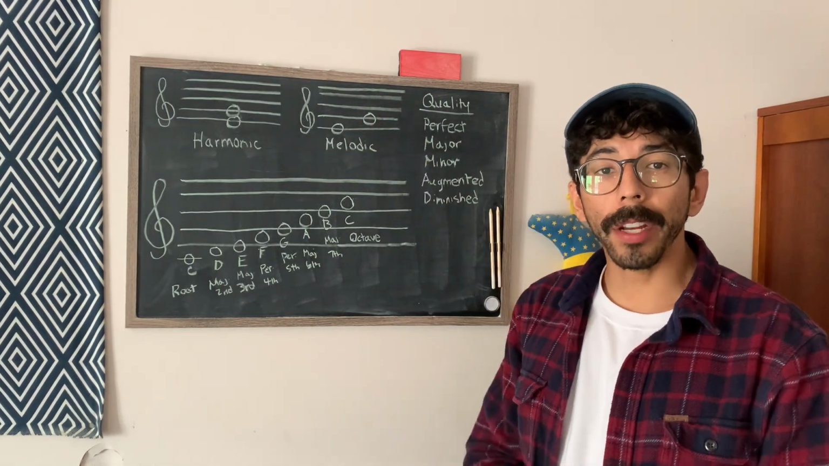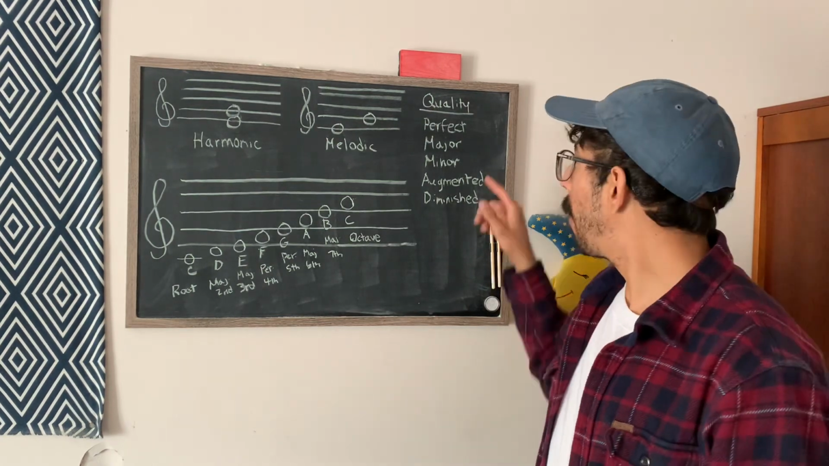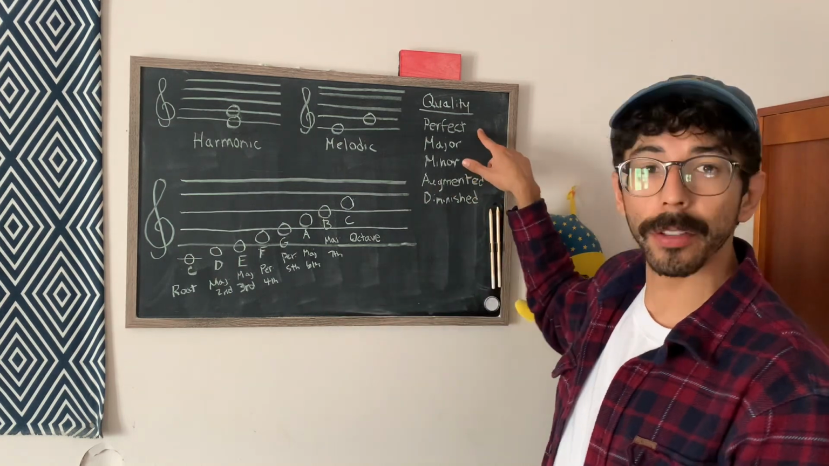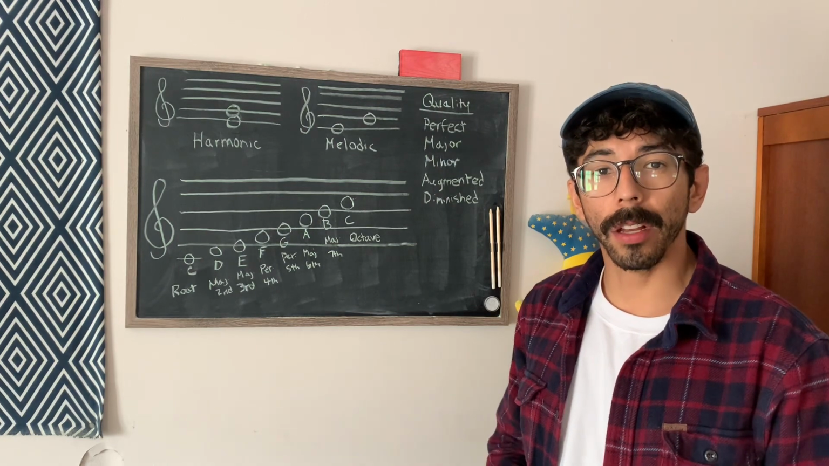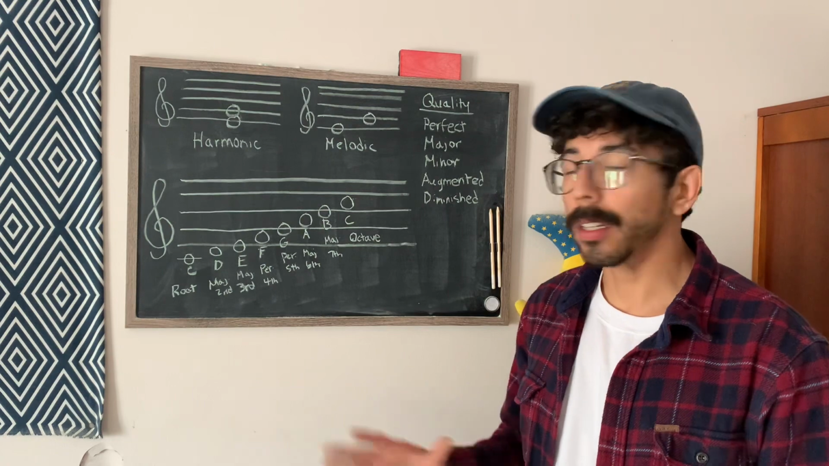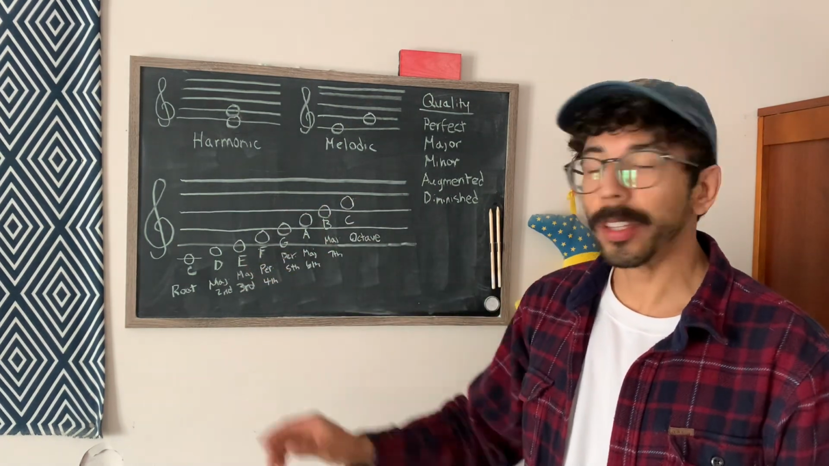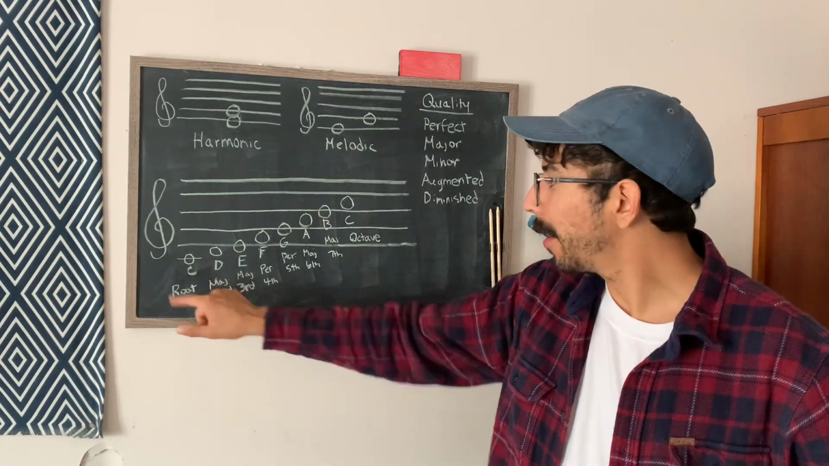And then the quality has to do with whether the interval is major, minor, augmented, or diminished, and for fourths and fifths, we use the word perfect. I'm going to get into more about quality later on in another episode. For now, I'm just going to keep it basic and use the major scale and the intervals in the major scale. So I took the key of C major, and we're starting with the root as C here.